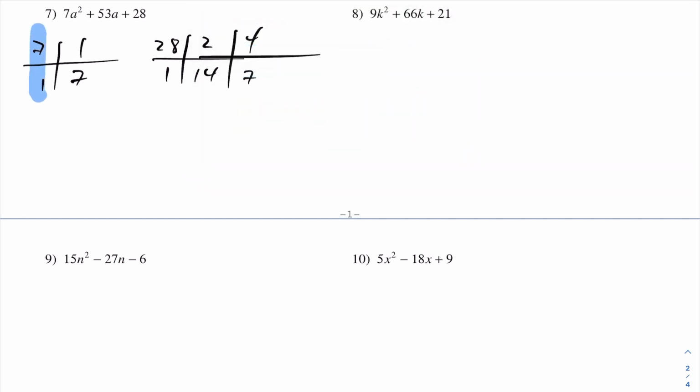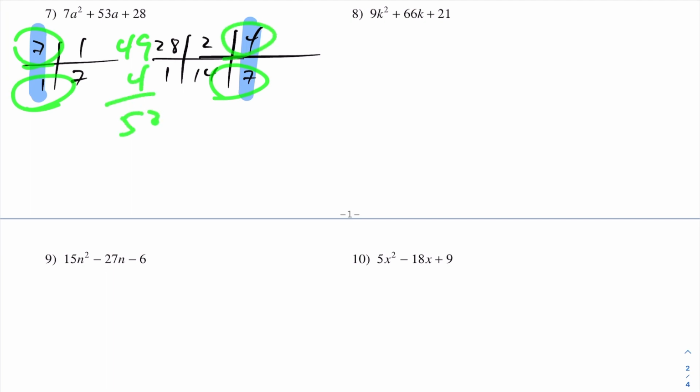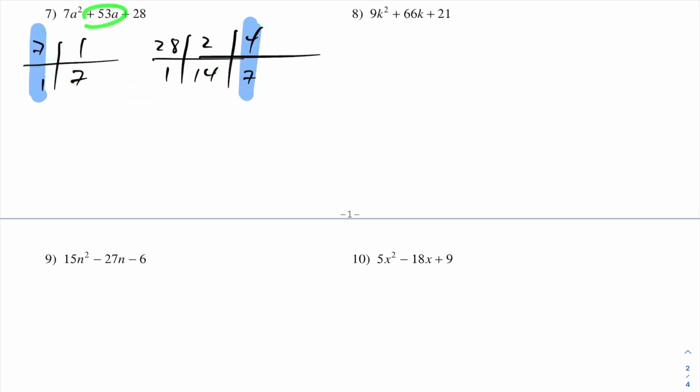And you'll quickly notice right away, taking these two columns here, 7 times 7 gives me my 49, and then 1 times 4 gives me my 4. If I add that together, I get 53, which is what we needed. So now the answer here, reading that left to right, is going to be 7a plus 4 times a plus 7.